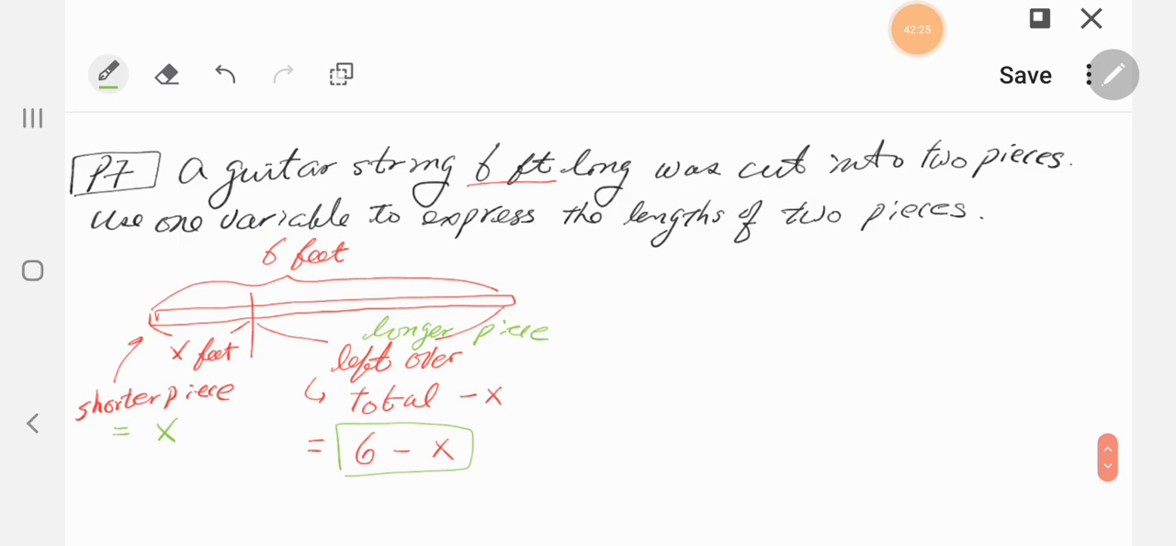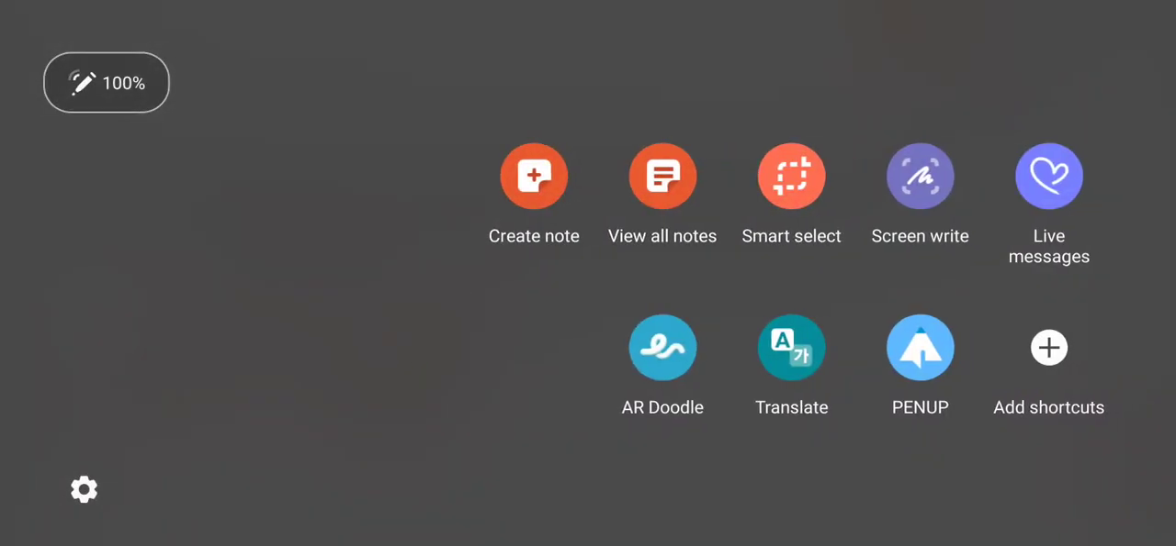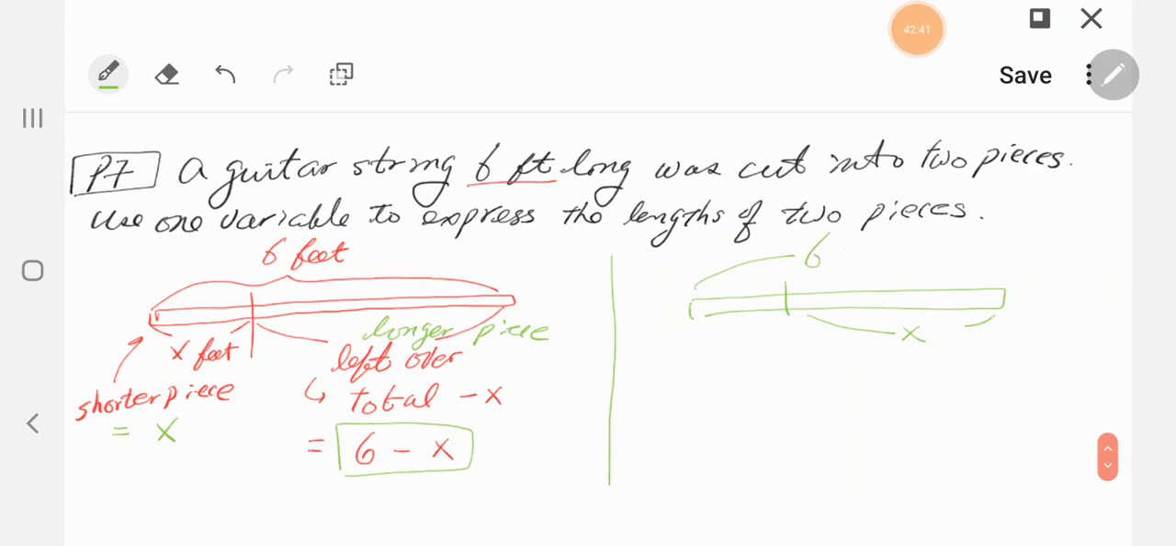By the way, if you set the longer piece as X, it's still the same. The length of the string is 6 feet, so the shorter piece will be 6 minus X this time, because we set the longer piece as X, so the shorter piece is the total minus the longer piece. All right, we are done.